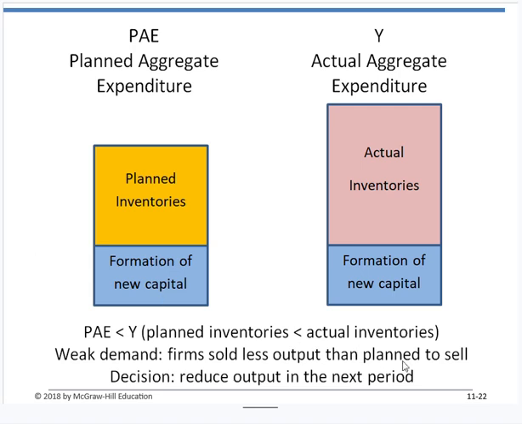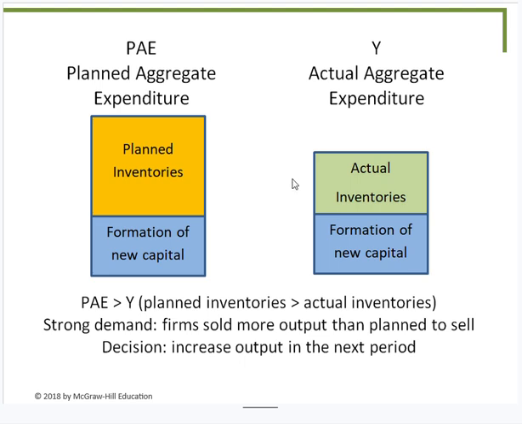Right. So as you can see, when planned aggregate expenditure is less than actual aggregate expenditure, then the firms will decide to reduce output for the next period. And the reason why is because if their planned aggregate expenditures are less than their actual aggregate expenditures, that means they actually sold less than they were planning to sell, because now they have more output left over at the end of the cycle.